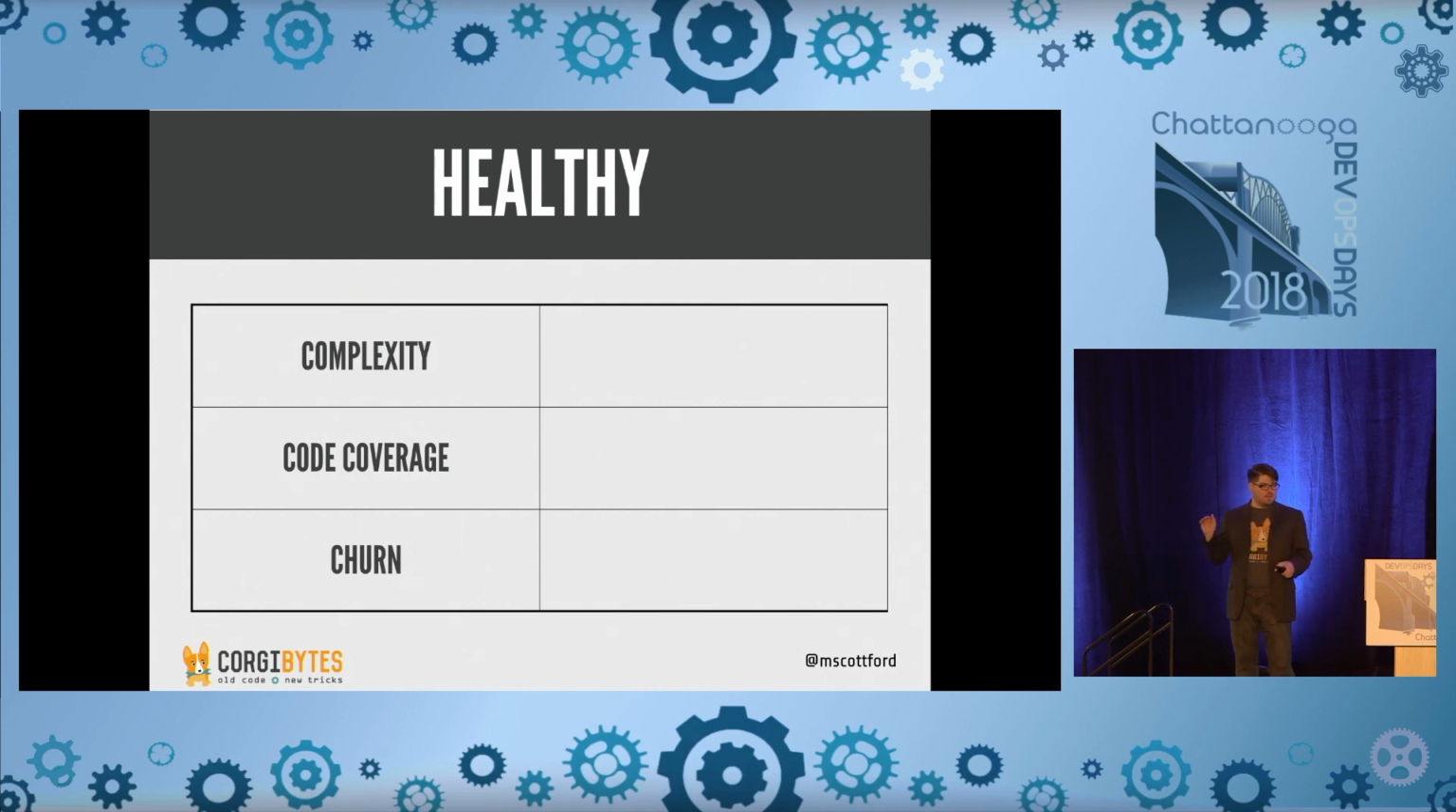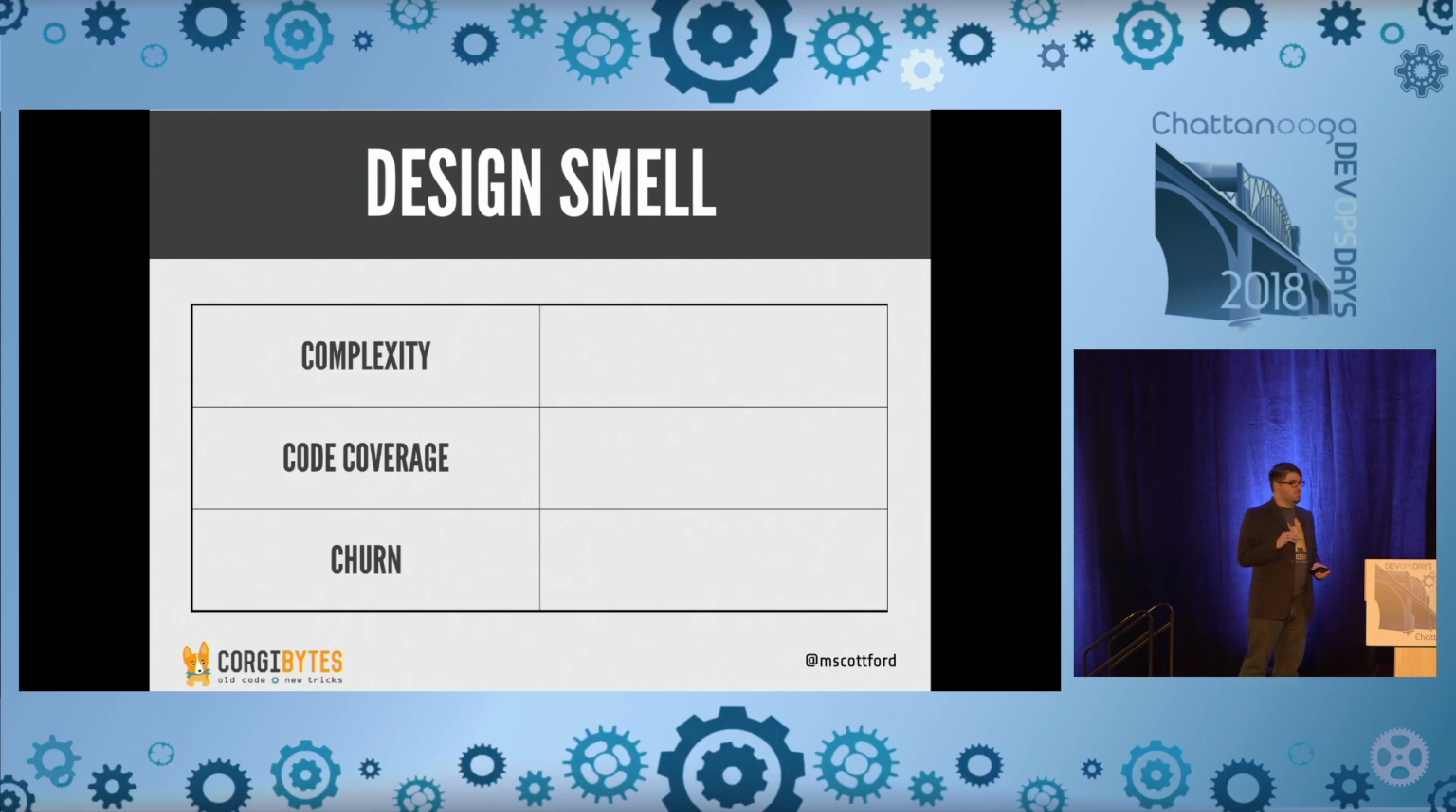If we consider low versus high as the values that we plug into these boxes for complexity, code coverage, and churn, any ideas what a healthy code base might look like? Any volunteers to shout that out? Okay, I'll give it away. Low complexity, high code coverage, and low churn. That's just a decent general metric for what a healthy code base looks like when you're comparing these 3 metrics together. So any ideas what a code base might look like if it's got some design smells in it?